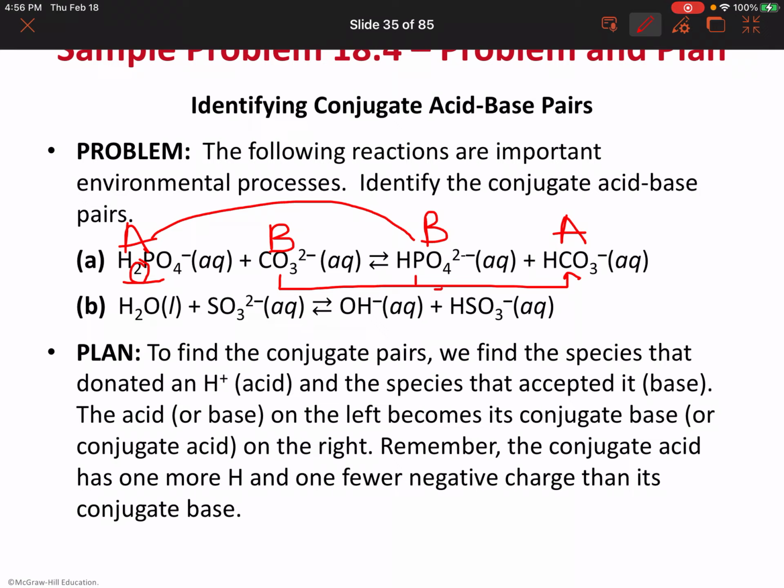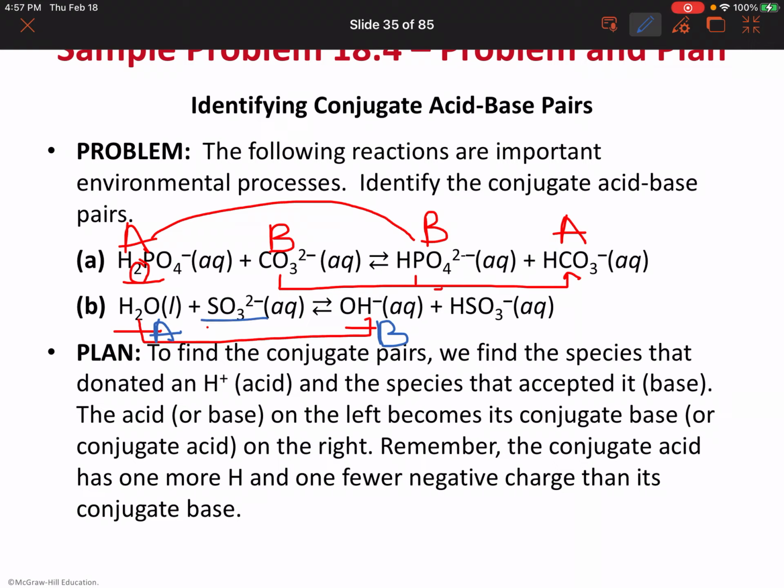So the next one, water and OH minus, hydrogen oxygen, oxygen hydrogen. And then the other one, SO3 2 minus and HSO3 minus. Now between water and hydroxide, tell me which one is the acid and which one is the base. Is water acid or base? How do you know? You look to see if the number of hydrogens increased or decreased. There are two on water, one on OH minus. So the number of hydrogens decreases, so this needs to be your acid and this is the conjugate base.